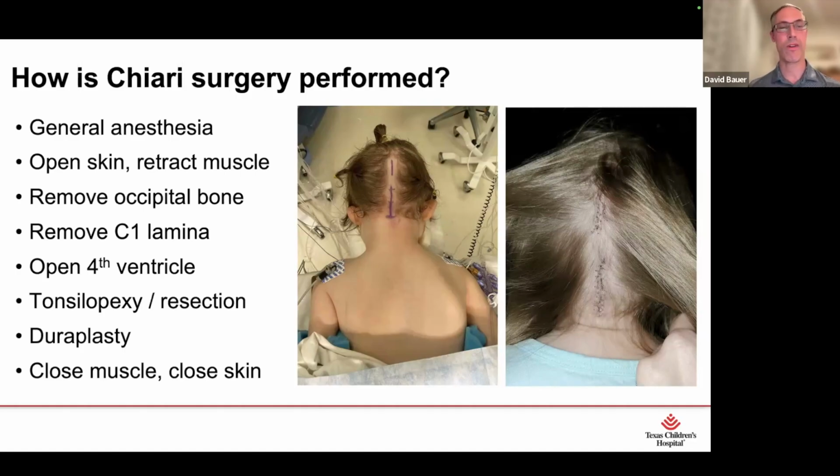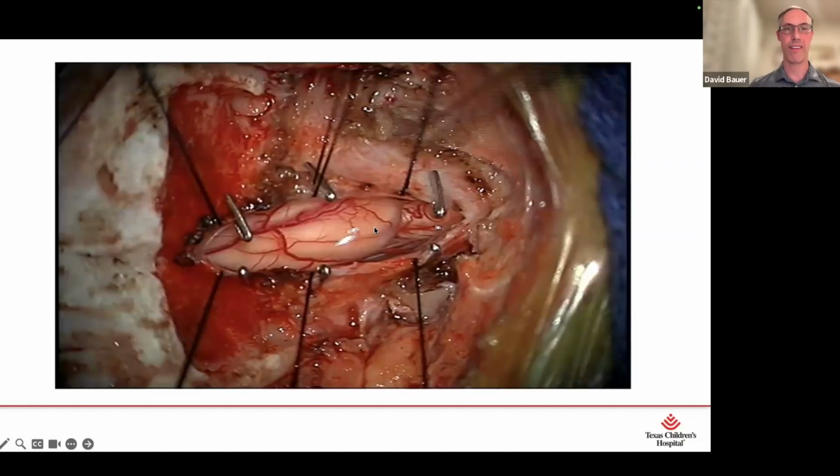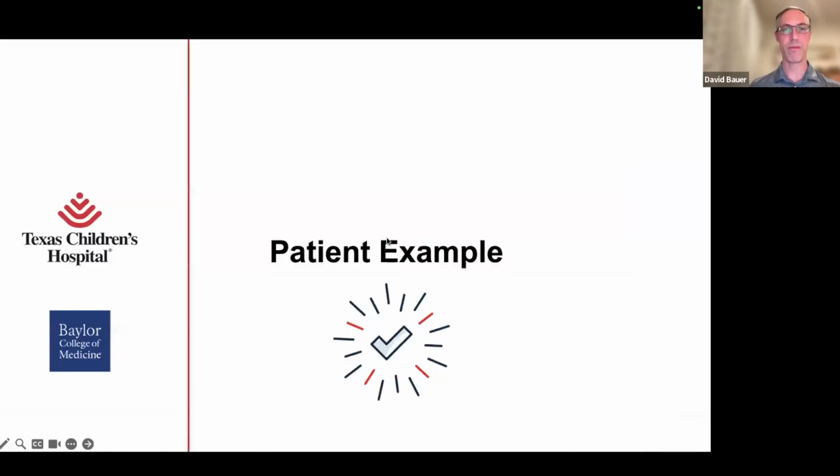Not every surgeon opens the dura for every patient. Not every surgeon resects or touches the cerebellar tonsils, and so this adds to some of the variability. But this is typically a picture showing the dura, which is the covering around the brain and where the bone was removed from the skull and the first cervical vertebrae. And opening the dura and seeing the cerebellar tonsil come down, which is the Chiari malformation.